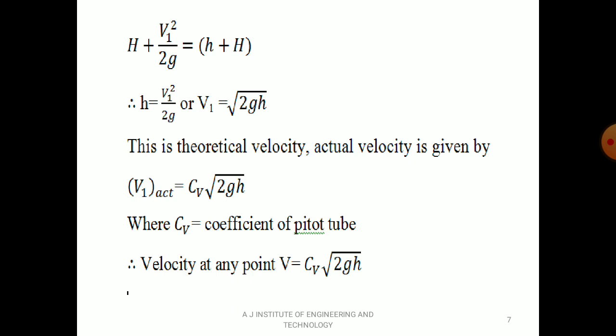Same way here also, theoretical velocity and actual velocity. In order to get actual velocity, we have to multiply by some coefficient, that is here CV, into the theoretical velocity. So here also the same thing. V1 actual equal to CV into square root of 2Gh, where CV is the coefficient of the pitot tube. Therefore, velocity at any point V equal to CV into square root of 2Gh.